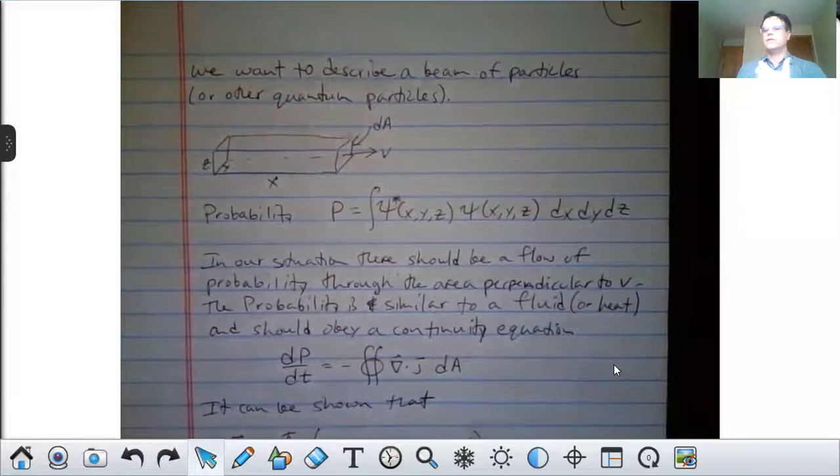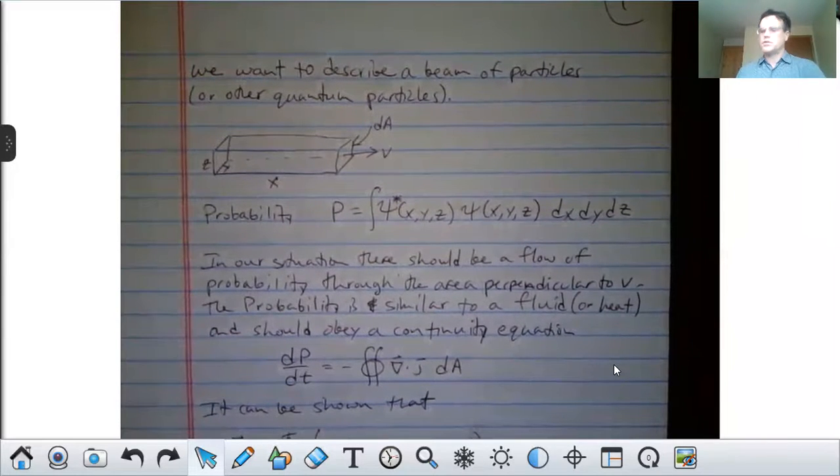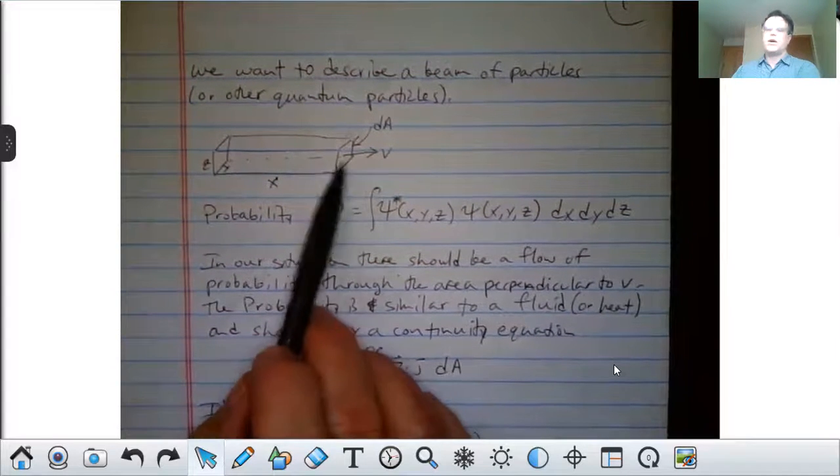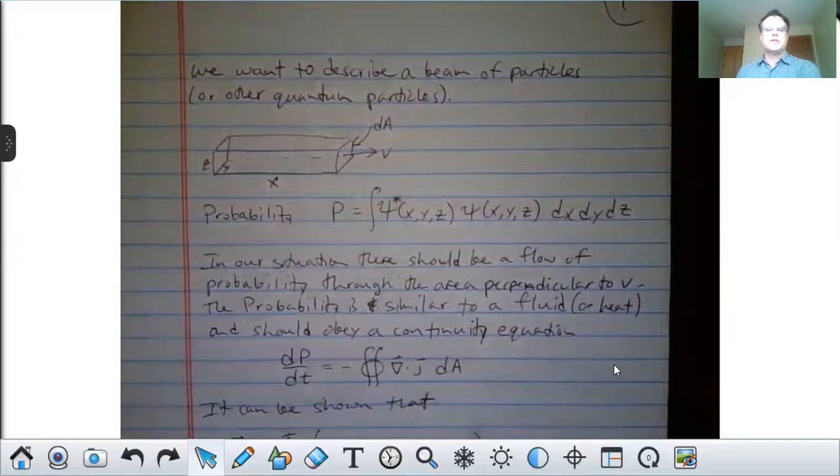Any fluid or other quantity like heat that has to be conserved, and we need to conserve probability, we can't just lose probability, obeys what's called a continuity equation. And so the derivative of the probability with respect to time is equal to the change or loss, denoted by the negative sign, of this quantity, where J is sort of a current. It's a heat current or a current of fluid moving out of the volume, right? So we should have a probability current going along the x-axis.